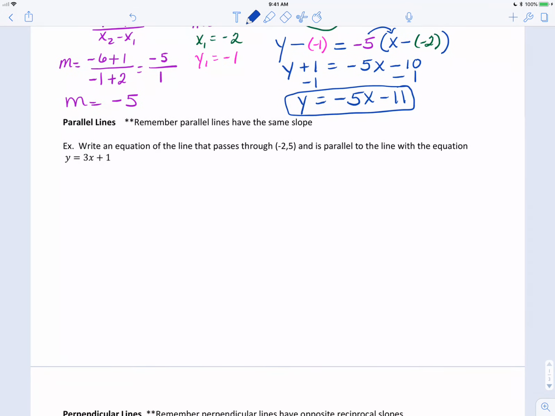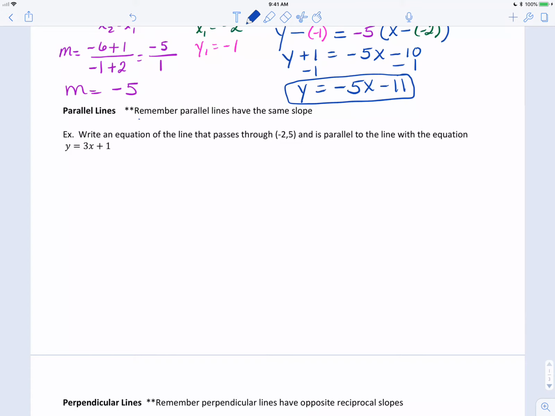Okay, so parallel lines. So remember that our parallel lines have the same slope. So when I say parallel, you should automatically be thinking same slope. So in this case, we're going to write the equation of a line that passes through this point, -2, 5, and it's parallel to the line with the equation y is equal to 3x plus 1.